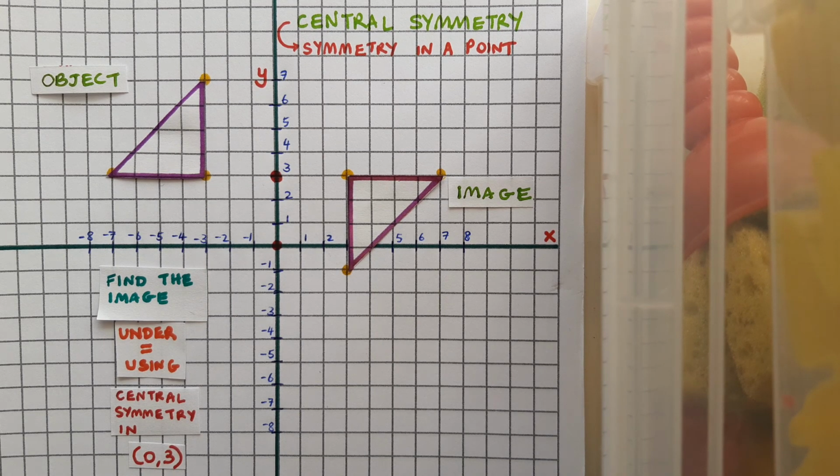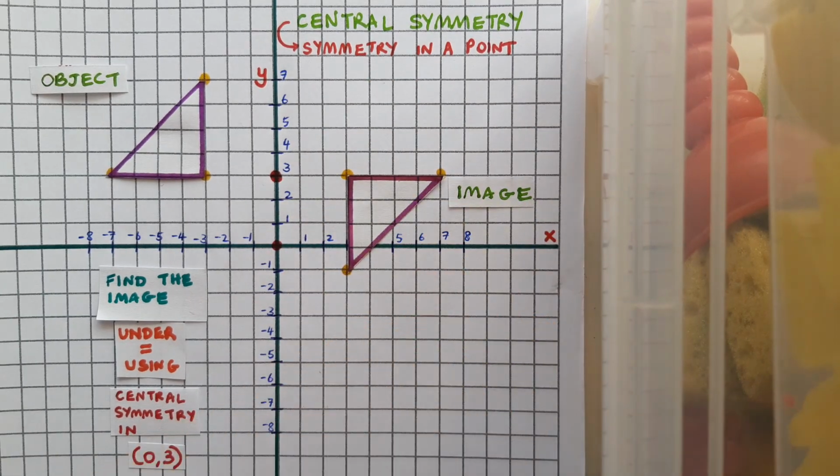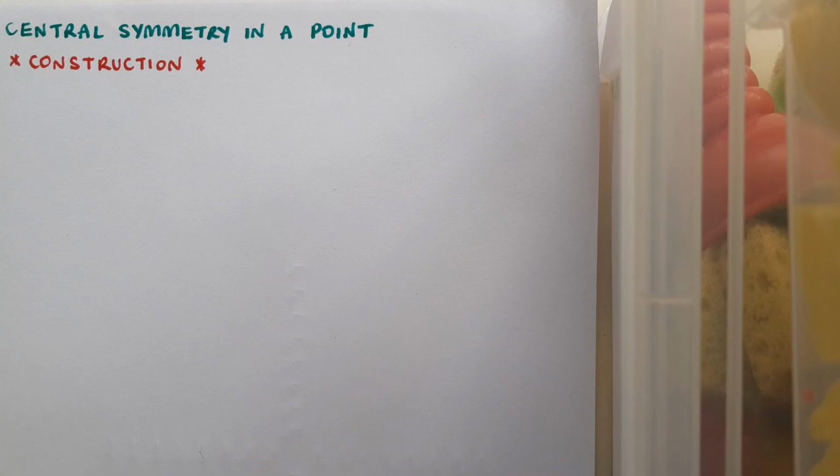Notice that when I get the image of a shape under central symmetry, the effect is that it's flipped over and rotated as well. So it's almost like a reflection. It's upside down and back to front.